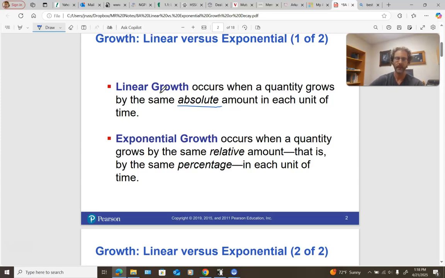Now, exponential growth occurs when a quantity grows by the same relative amount. In other words, it grows by the same percentage. So think about that cost of living raise, 3% every year. Because your salary will be increasing, 3% of that increasing salary will be a larger increase every single year.